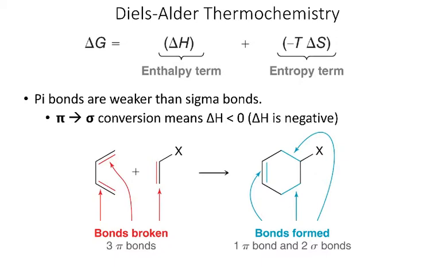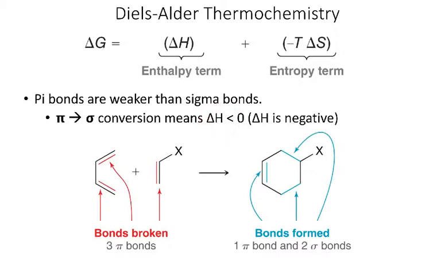So if we first think about what the sign on delta H is going to be for a Diels-Alder reaction, if we look at what bonds we're making and what bonds we're breaking, on the reactant side, the bonds that we're breaking are 3 pi bonds. And then the bonds that we're making when we form the products are 2 new sigma bonds and then a new pi bond. And generally, pi bonds are weaker than sigma bonds. And so the fact that we're breaking weaker bonds and we're making stronger bonds means that the delta H for this process is going to tend to be negative, right?